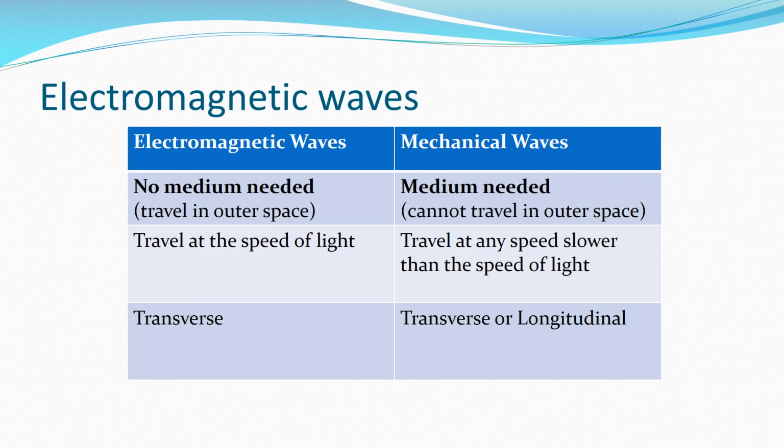Electromagnetic waves are special. They don't need a medium to travel, right? So that means they can travel in outer space. Mechanical waves, which is what we've been talking about, cannot travel in outer space. They absolutely must have a medium.